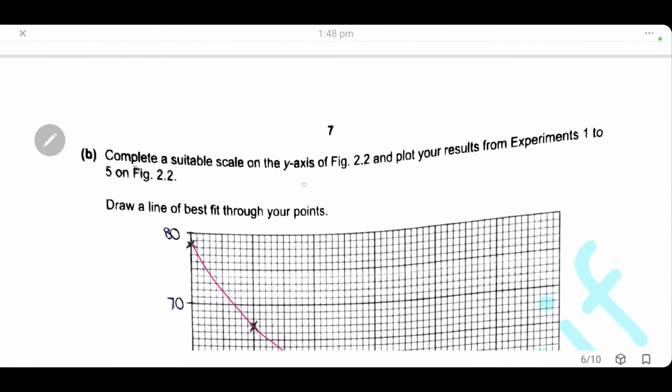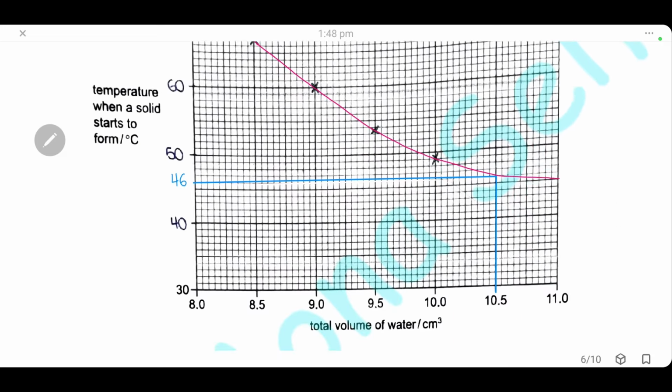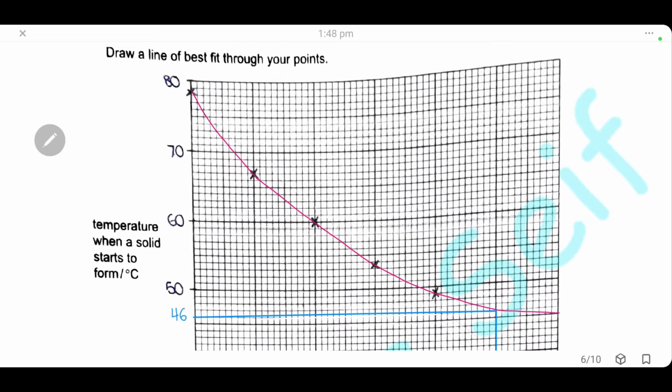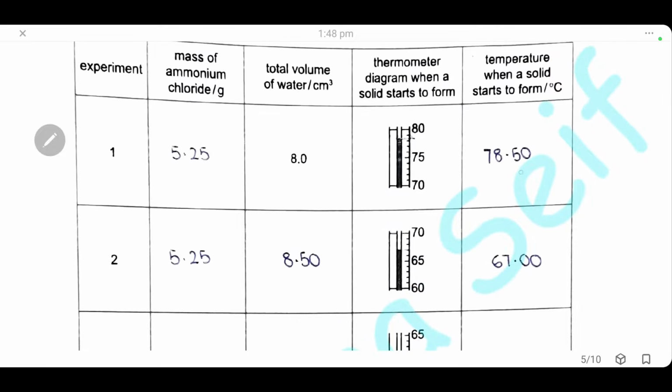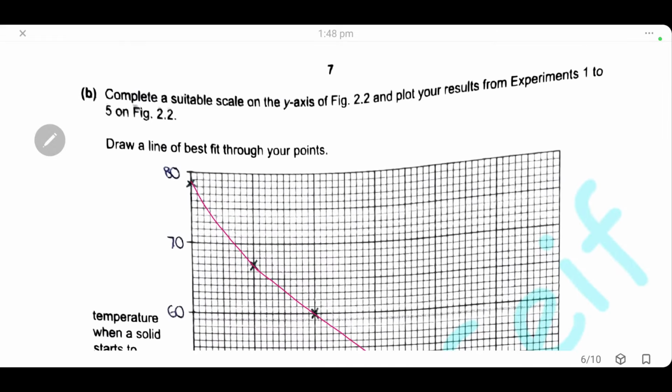Complete a suitable scale on the y-axis and plot your results from experiment 1 to 5 on figure 2.2. Draw a line of best fit through your results. So first we will use a suitable scale for the y-axis. Here the scale starts from 30, so we will continue 40, 50, 60, 70 until 80. The highest temperature here is 78.5, so your scale will be until 80.